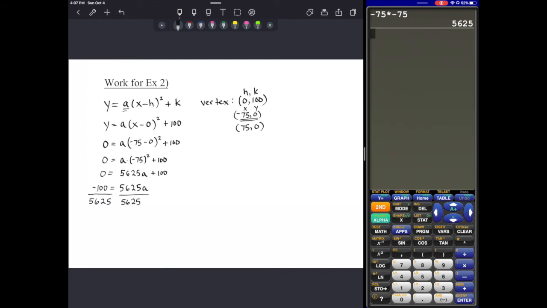Okay, so let's see what our value of a is going to be. We've got negative 100 divided by 5,625 is equal to negative 4 over 225.